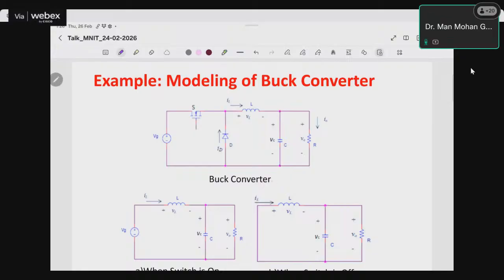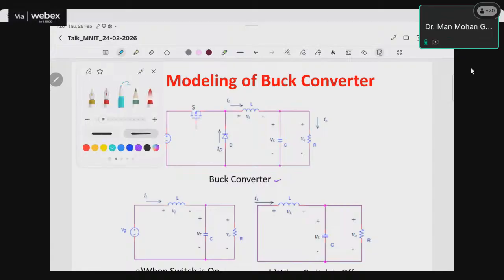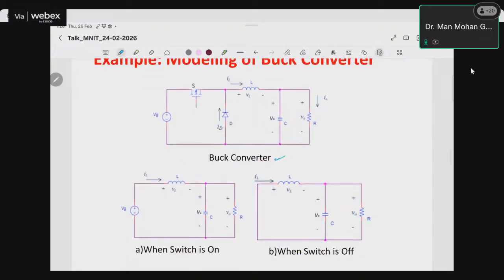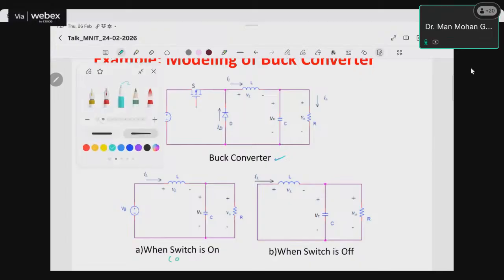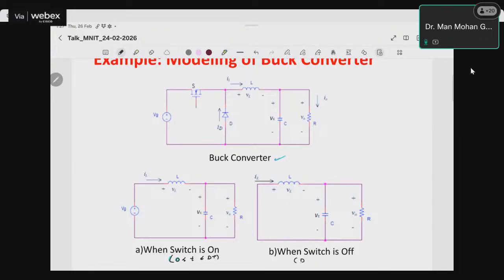First, I'm taking an ideal buck converter to easily grasp the modeling approaches. Step 1: we will identify the number of circuit states. We know in a buck converter there are only two states. One is when the switch is on, from time 0 to dT, and from dT to T the switch is off.